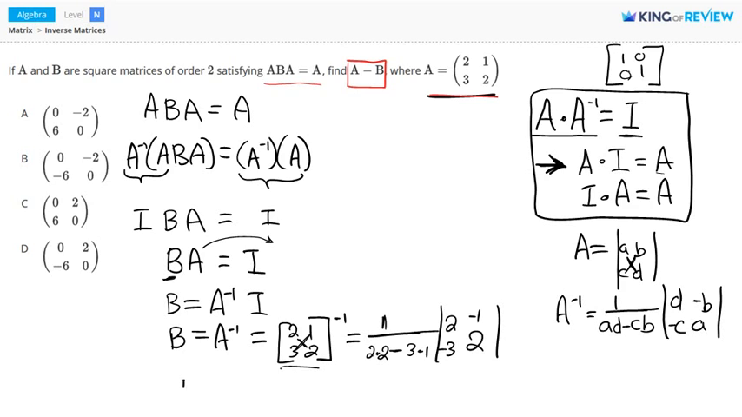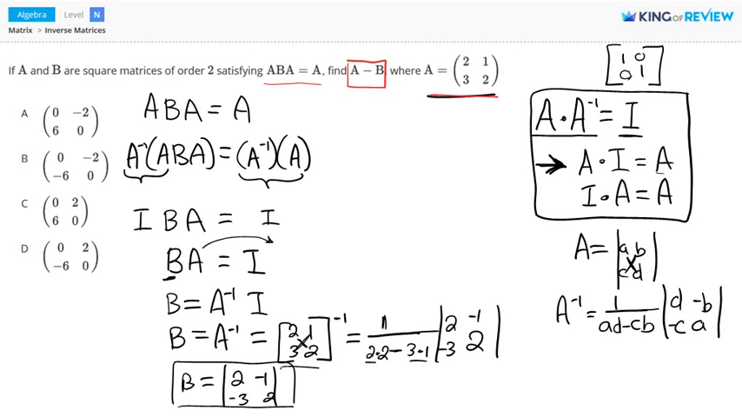We get B is equal to 1 over 1, because 2 times 2 is 4 and 3 times 1 is 3. So we have 1 over 1, which is just 1. So this is equal to matrix 2, -1, -3, and 2. So now we know what B is.